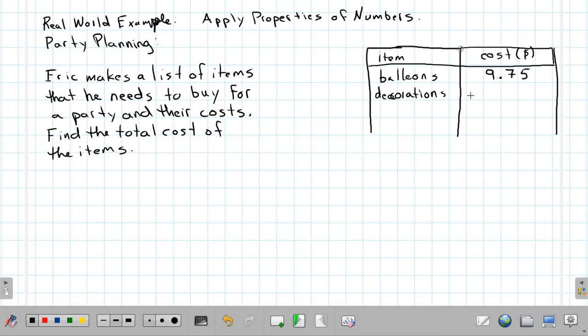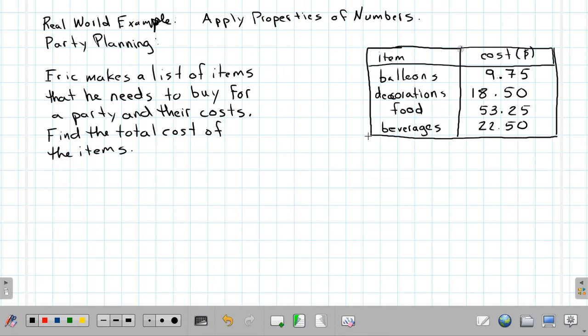or the decorations he needs, cost $18.50. The food he needs for the party costs $53.25. And the beverages he's going to get cost $22.50. Now, there's actually nothing stopping you from going over into your handy dandy calculator and just adding all these numbers together. But, okay, so what we would be doing here to find the total cost of the items is we would just add all these prices together.